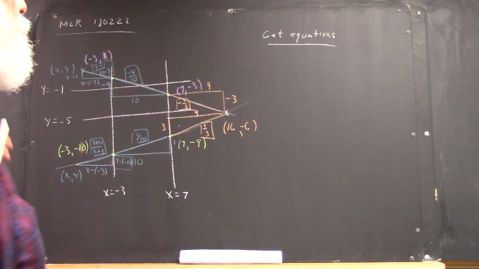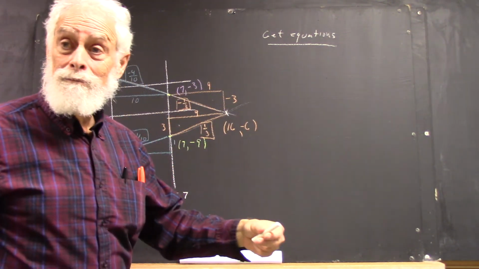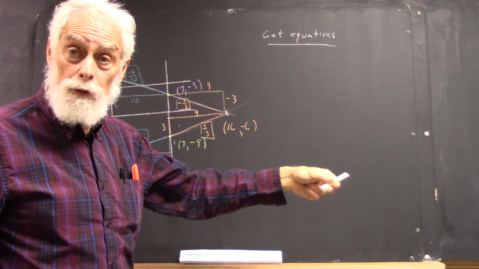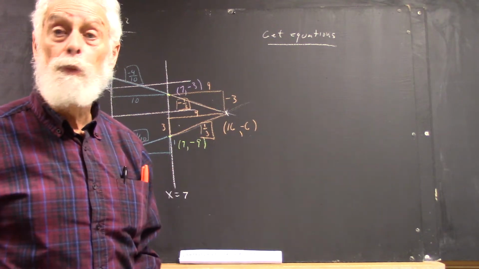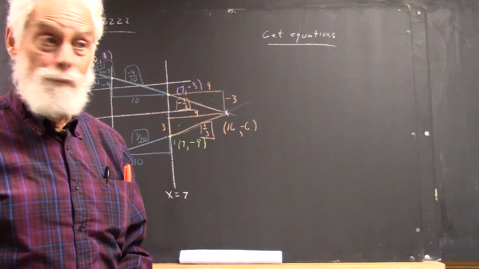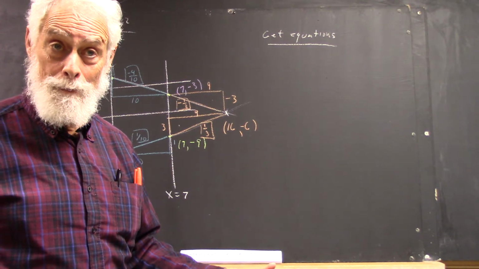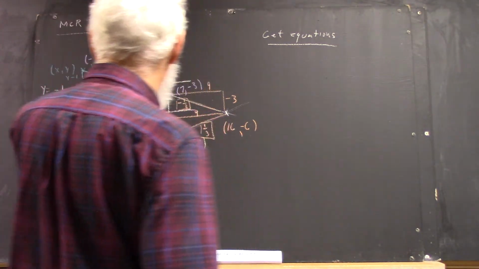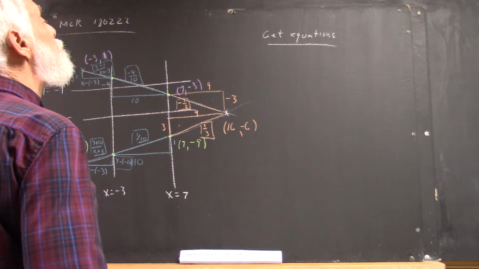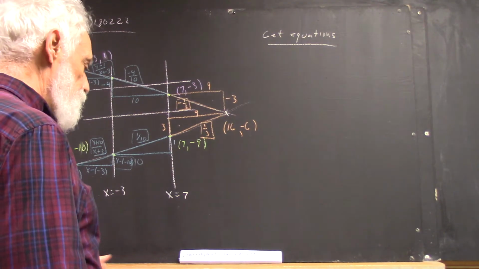Now, if I don't say how to get the equations, you can use the point slope form, you can use any form you want, right? That's fine. Okay? However, the way I'm going to write it down is just a quick and dirty way.